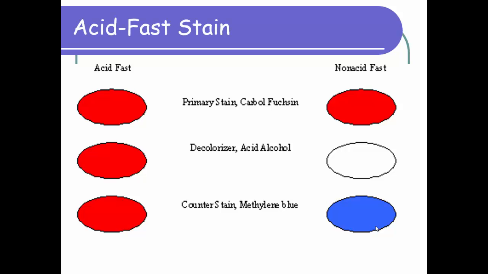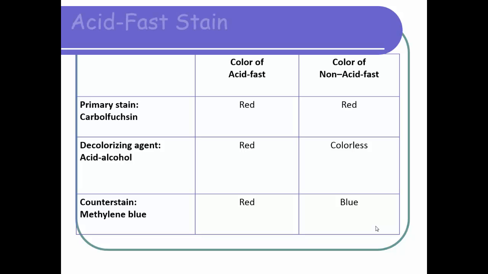The primary stain in an acid-fast stain is carbolfuchsin, which is a basic dye, and it's red. We use the acid-alcohol decolorizer and a counterstain, which in this case is methylene blue. Acid-fast bacteria take up the carbolfuchsin stain, do not decolorize, and therefore remain red. Non-acid-fast bacteria, however, lose the carbolfuchsin with the decolorizer and take up the counterstain methylene blue and appear blue under the microscope. This table again shows the color of acid-fast and non-acid-fast bacteria at the end of each step of the acid-fast staining process.